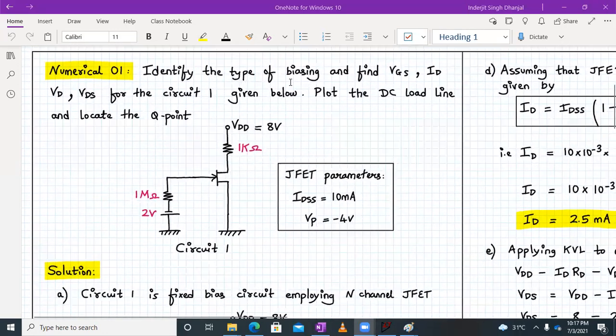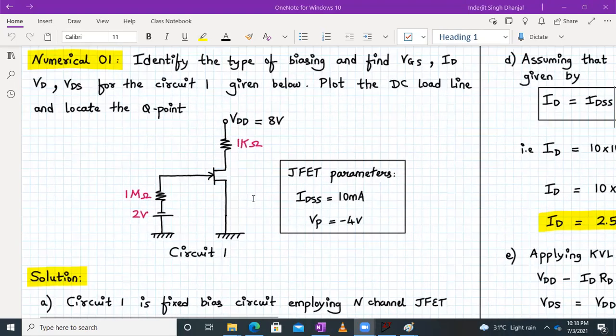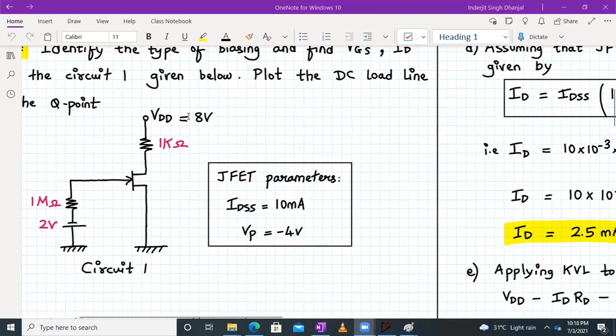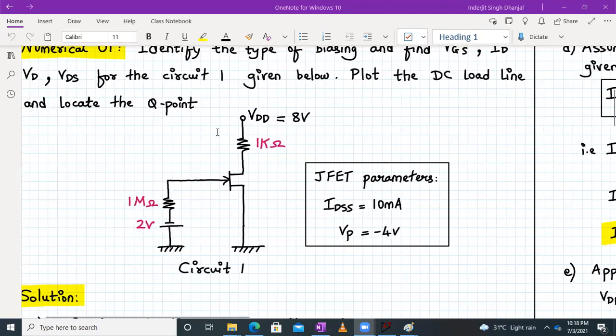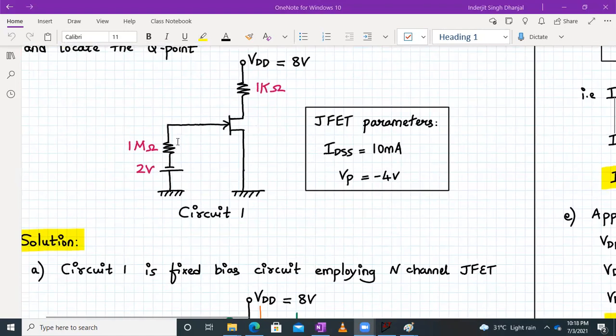Here we have to identify the type of biasing and find the VGS, ID, VD, and VDS for circuit number one as given below. And we need to plot the DC load line and locate the Q point. Here the circuit is given. JFET parameters are IDSS equal to 10 milliamperes, VP is minus 4 volt, and VDD is around 8 volts. This is the value of RD, around 1 kilo ohm. This is RG, and this is the VGG voltage.